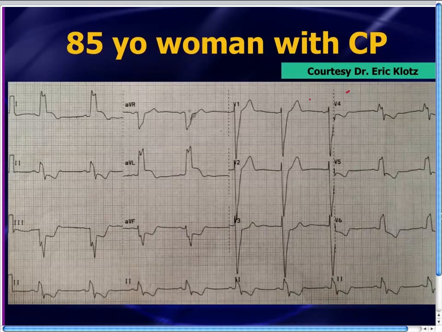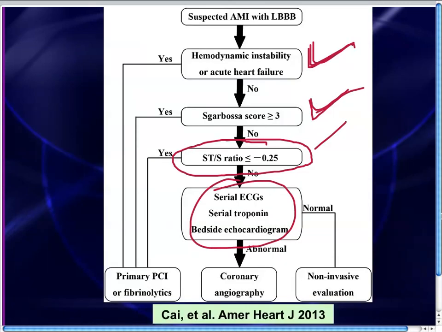All right, and by the way, we've mentioned this before. New left bundle branch block is no longer a criterion. They have to be unstable or have Sgarbossa A or B in order to qualify for cath. Just a plain old new left bundle, big deal. All right, nobody cares anymore.